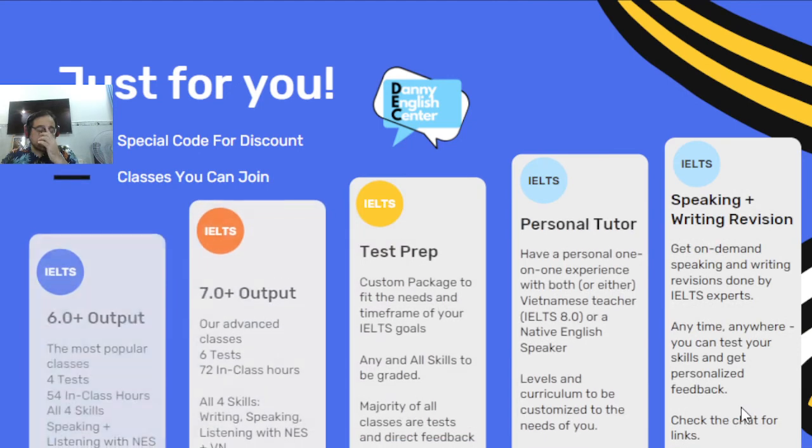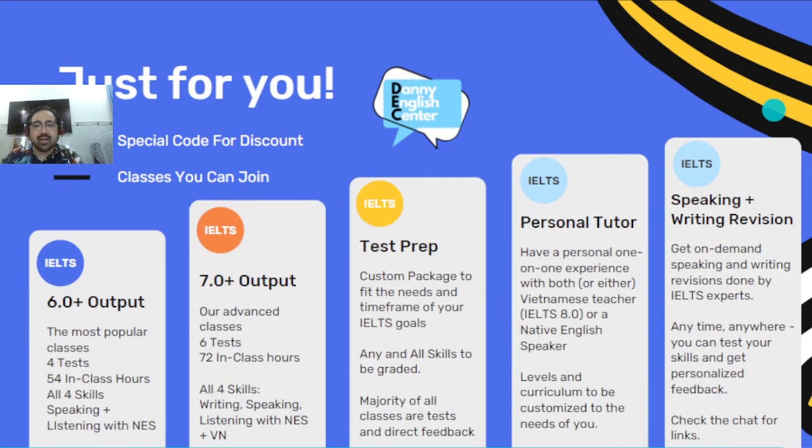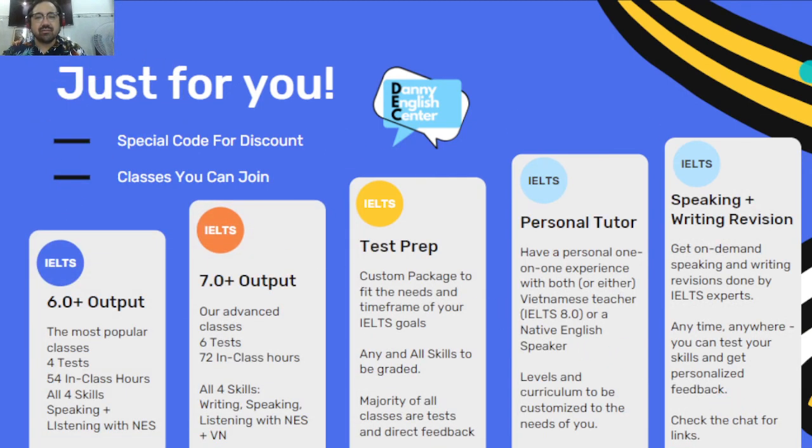Okay. Just to wrap it up, these are some of the classes that we have. If you want a 6.0, we do have ones that are lower. 4.5, if you're just beginning, we have those. But if you are looking for high level output, 6.0, 7.0.